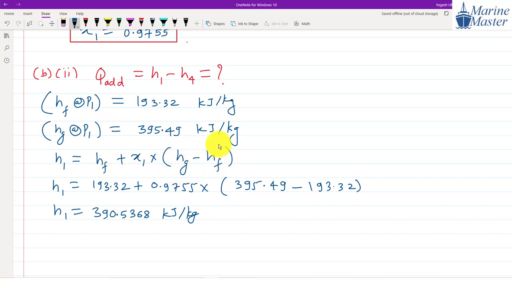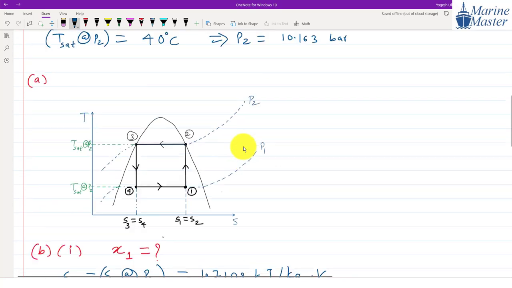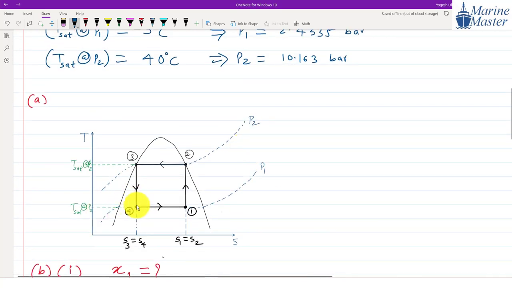For that purpose, we need the dryness fraction of point 4, because the state of point 4 is wet vapor. See the next point, how to get the dryness fraction of point 4. And why do we need the dryness fraction of point 4? To get the enthalpy of point 4.